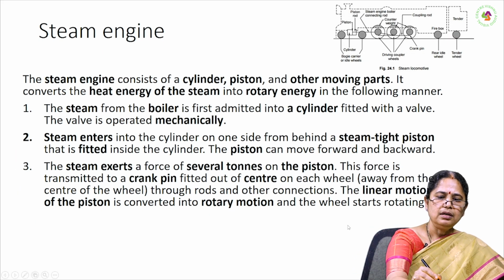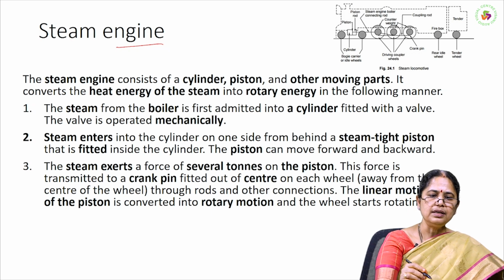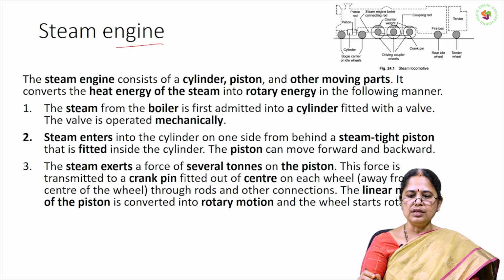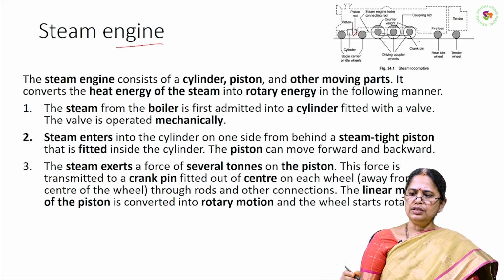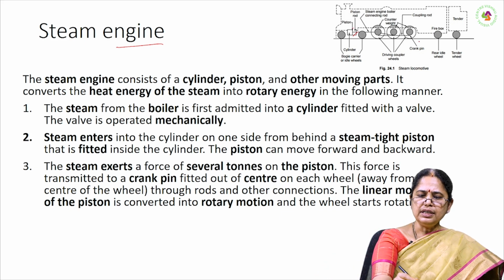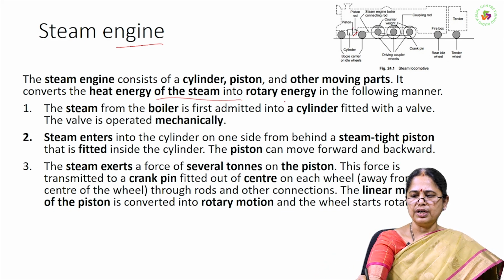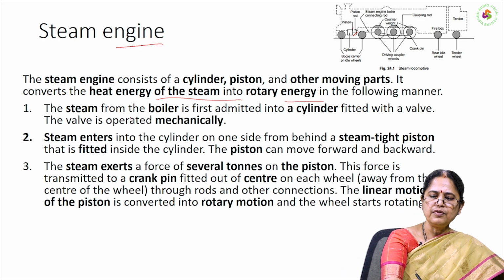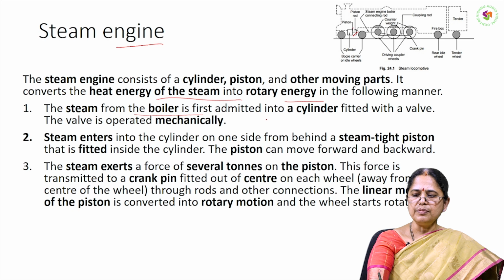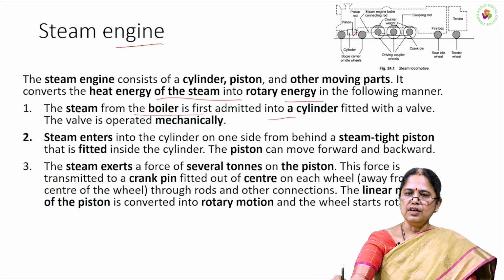The second main part is the steam engine. The steam engine consists of the cylinder, piston and other moving parts, as we just discussed. It converts the heat energy of the steam into rotary energy in the following manner. The first step: the steam from the boiler is first admitted into the cylinder fitted with the valve.